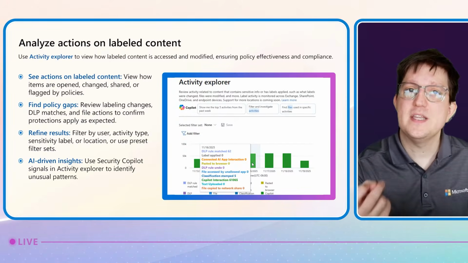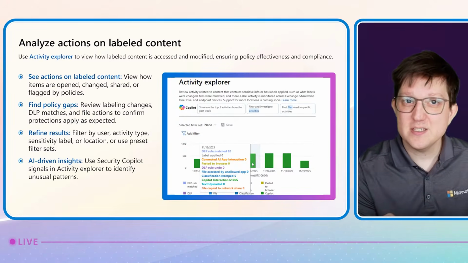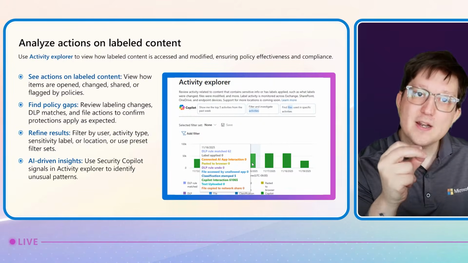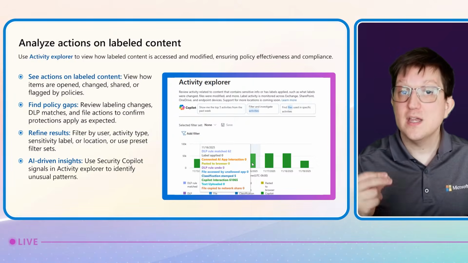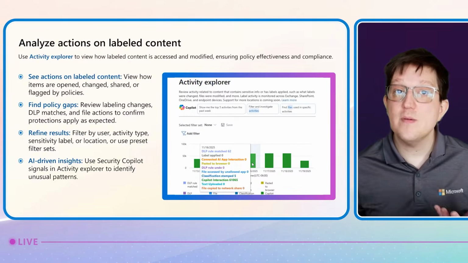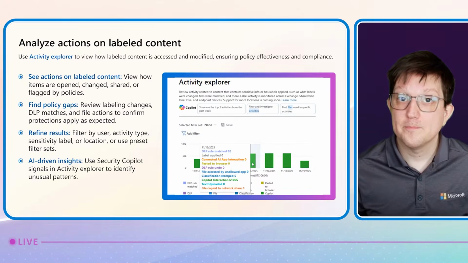If you do see something in the exam around label adoption within the tenant, it's actually not Activity Explorer you need. You need Content Explorer. This is about understanding where the content lives, who's using it, and broadly the trends that we see. Just remember the difference between the two.